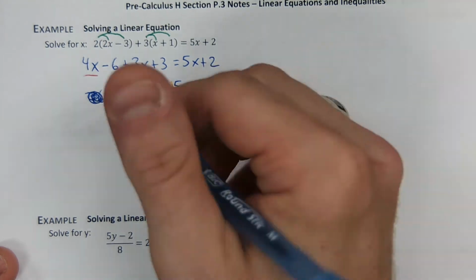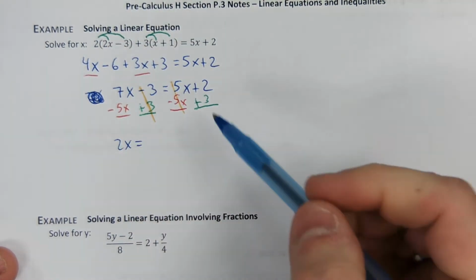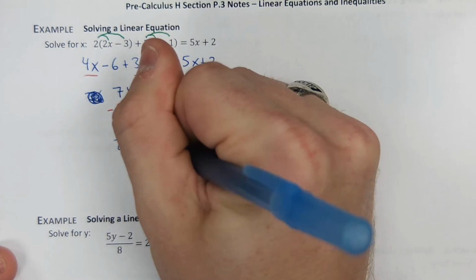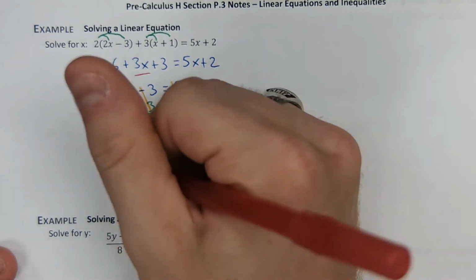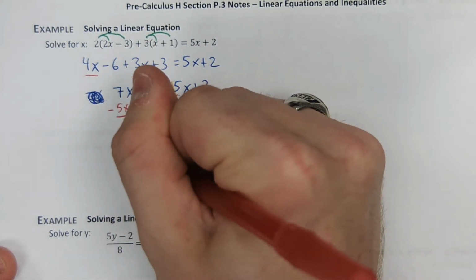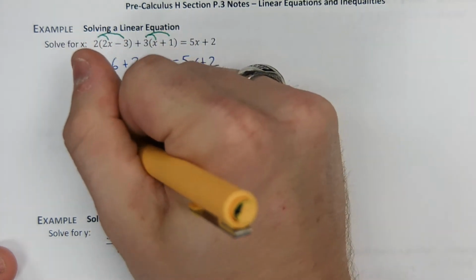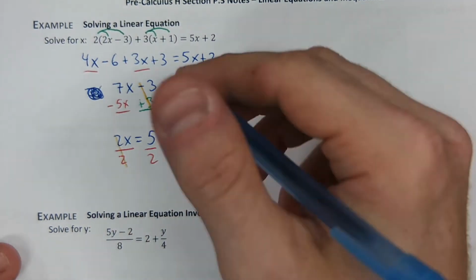7x minus 5x gives me a 2x. And 2 plus 3 is 5. Then you just divide both sides by 2. And that is how you're going to end up with x equals 5 over 2.